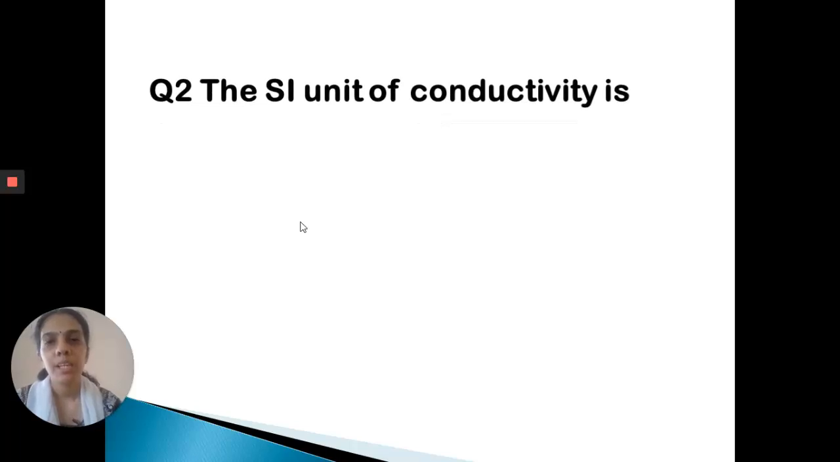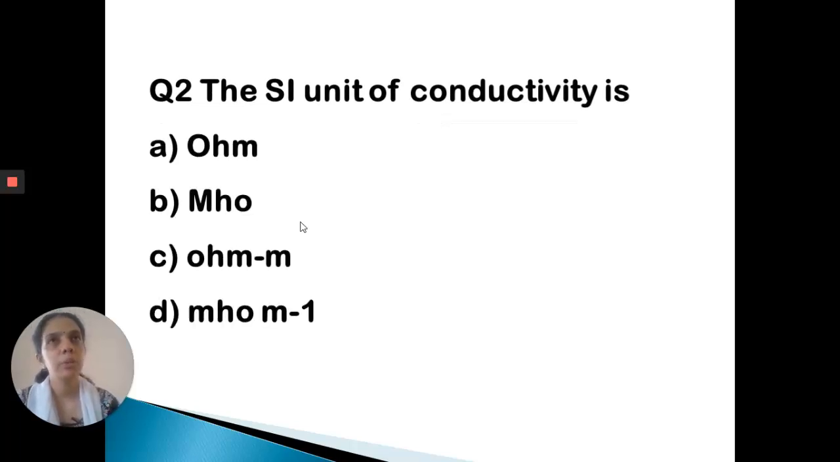Second question was the SI unit of conductivity. We know conductivity is the reciprocal of resistivity, so what is the unit of resistivity? Conductivity sigma equals 1 by rho. Right? Conductivity is the reciprocal of resistivity and the answer is mho meter to the power minus 1. So the unit of resistivity you know, right? Ohm meter square divided by meter, ohm meter.